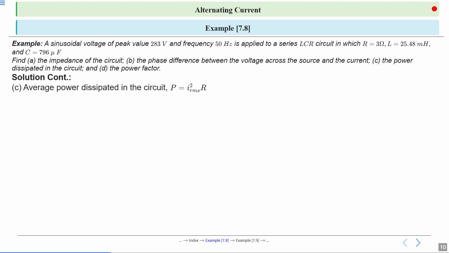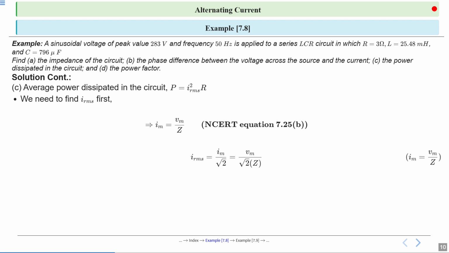Now C part, the average dissipated power in the circuit we have to calculate. So P equal to IRMS square R. We need to find IRMS first. Im is equal to Vm upon Z, this is the expression for peak values. The maximum value of current will be equal to Vm upon Z according to NCERT equation 7.25b. We know that IRMS will be equal to Im upon root 2, which is the relation between the RMS value of current and the peak value of current.